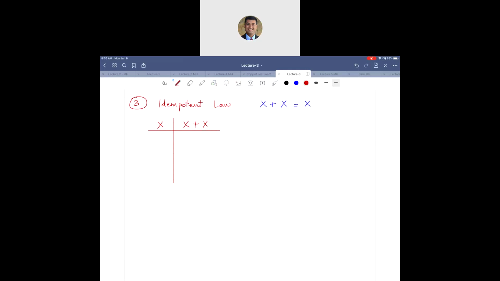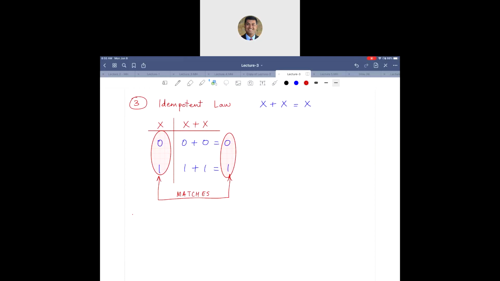Now we know that X can be either a 0 or a 1. It's a binary variable. So X or X should be what? 0 or 0, which is 0. 1 or 1, which is 1. So we can see that this matches that. So still we are using the same perfect induction or the truth table method to prove this.